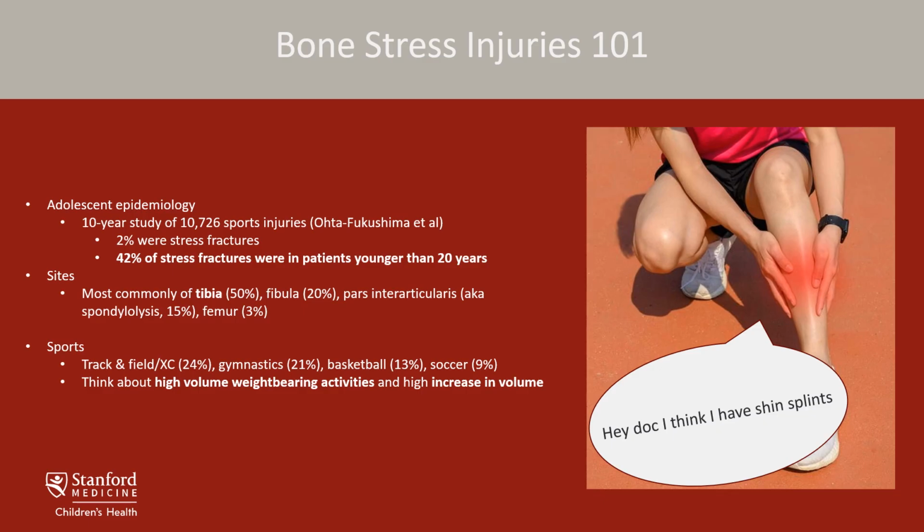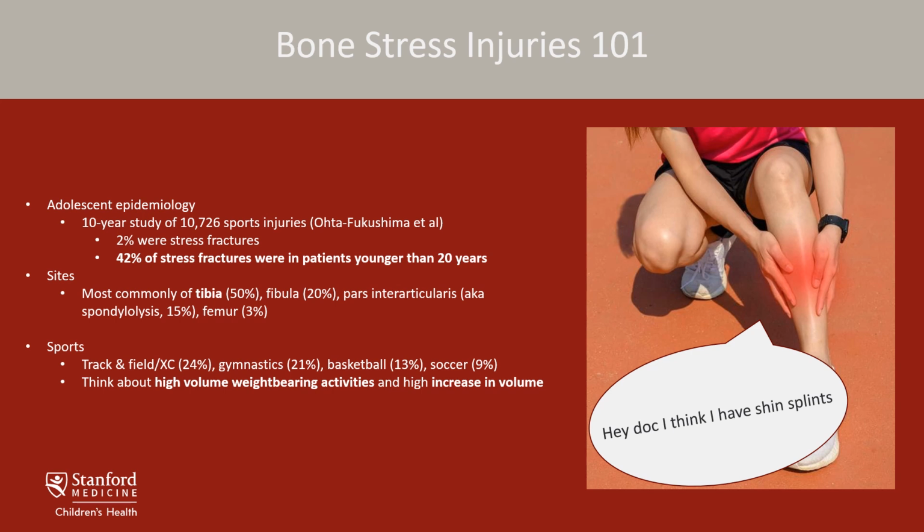These occur more commonly in adults than adolescents, but a recent 10-year study of over 10,000 sports injuries found that 42% of stress fractures were in patients who are younger than 20 years old. Stress fractures are most common in the lower extremities at the tibia, fibula, and femur, but they're also pretty common in the pars interarticularis, which is the projection of bone in the back of the spine that helps take stress during extension type activities. We call this injury spondylolysis.